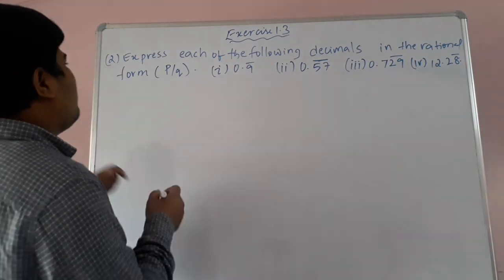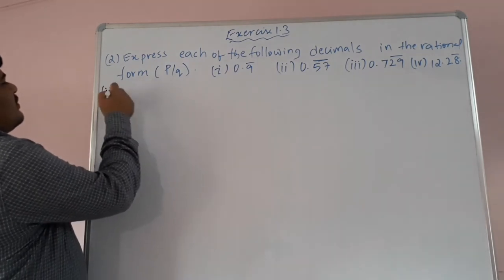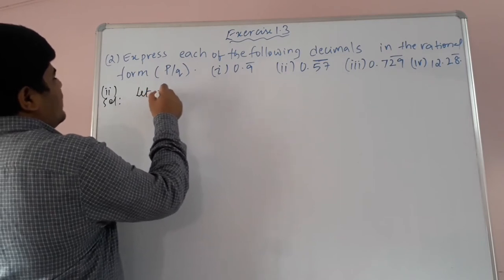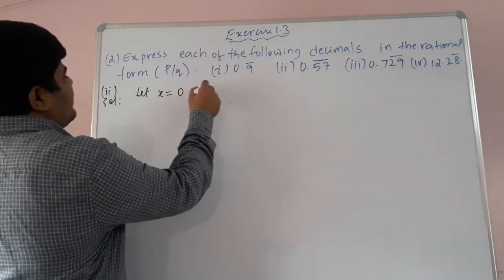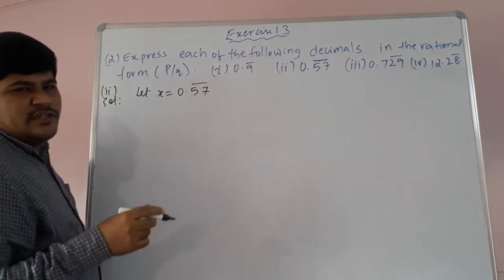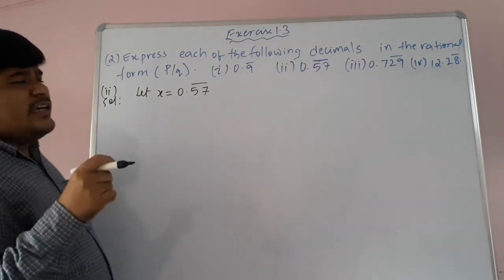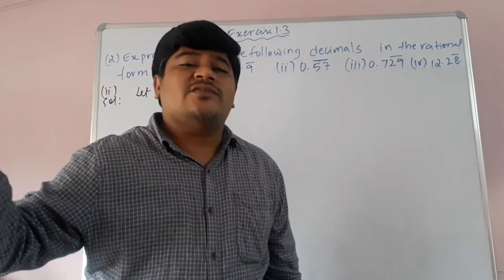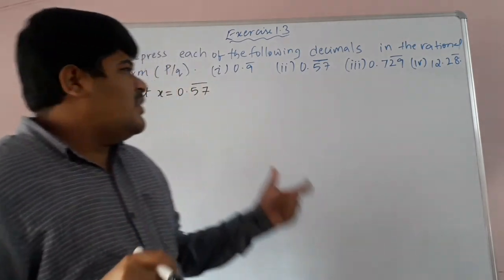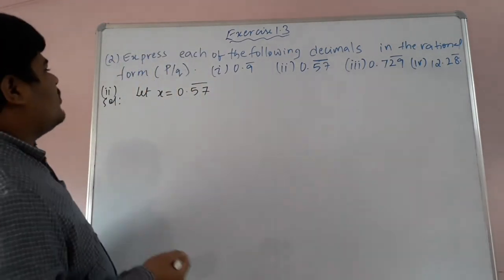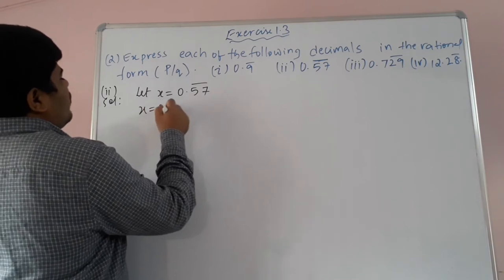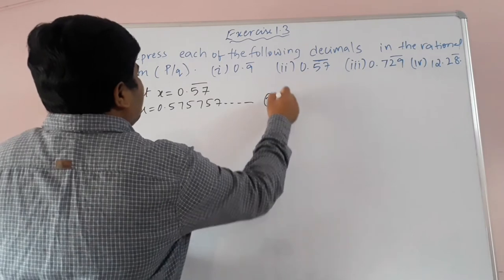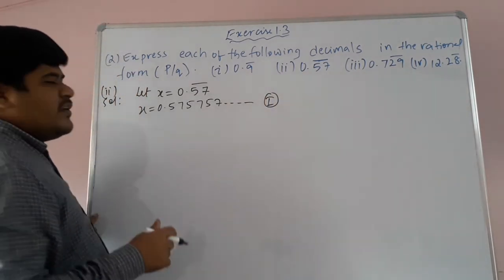Okay, now let's see the second problem, children. What is the given number? Let x be equal to 0.57 with a bar on 57, children. 0.57 whole bar. Here bar means what? 57, 57, 57, and so on. Instead of writing all those, shortly we put one line upon the digits that are repeating. So x is equal to 0.575757, and so on. Take this equation as 1, children.